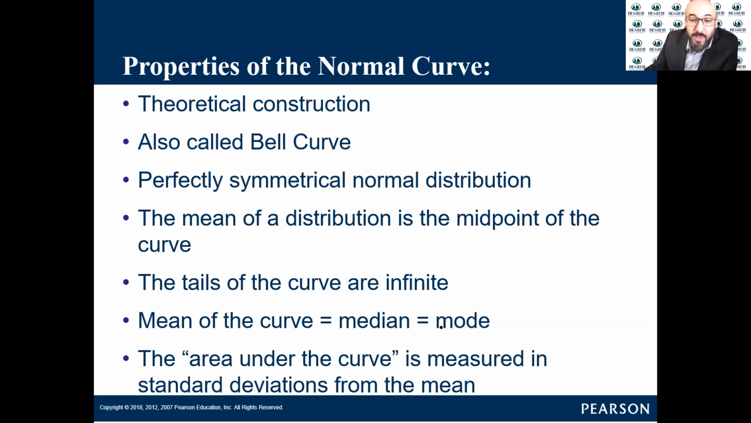The median equal to the mode, that's in the normal curve. Whenever we have a normal curve, we should have the mean equal to the median equal to the mode. And the area under the curve is measured in standard deviation from the mean. How far are you from the mean? One standard deviation, or 1 sigma, 2 sigma, 3 sigma, or -1 sigma, -2 sigma, -3 sigma, or -1 standard deviation, -2 standard deviation, -3 standard deviation.